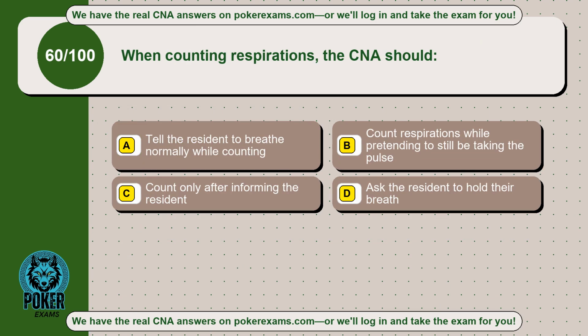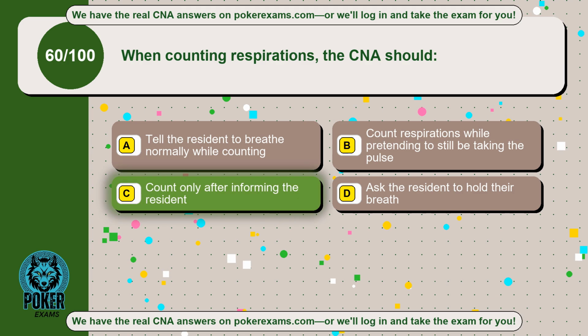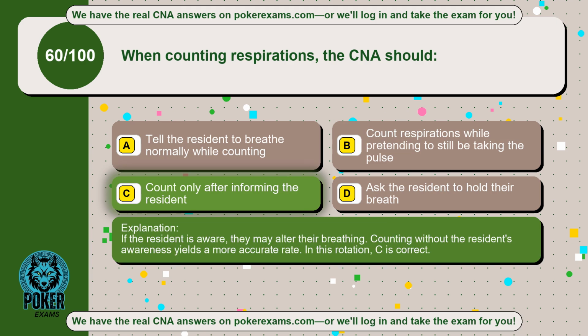Question 60. When counting respirations, the CNA should: Option A, tell the resident to breathe normally while counting. Option B, count respirations while pretending to still be taking the pulse. Option C, count only after informing the resident. Option D, ask the resident to hold their breath. The correct answer is option C. Count only after informing the resident. If the resident is aware, they may alter their breathing. Counting without the resident's awareness yields a more accurate rate. In this rotation, C is correct.